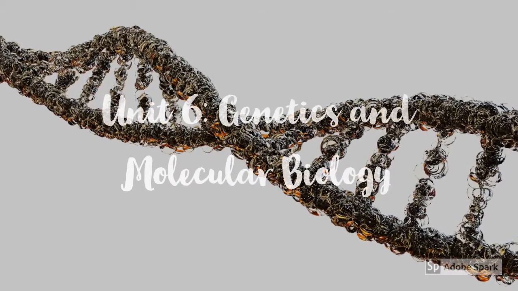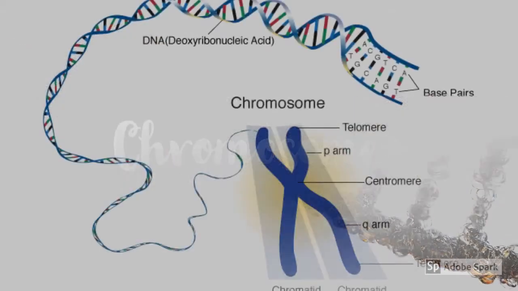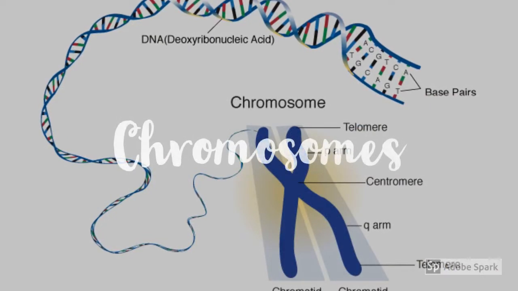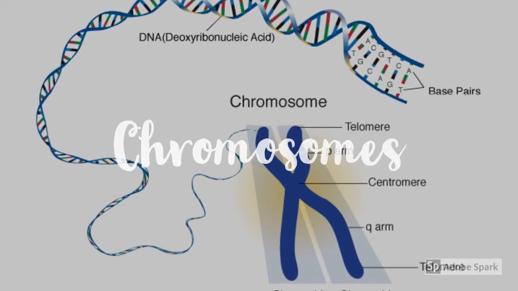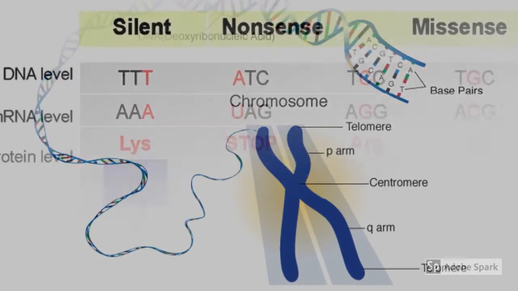6. Genetics and molecular biology. Chromosomes and how they are composed affect where and how DNA is accessible in genes.